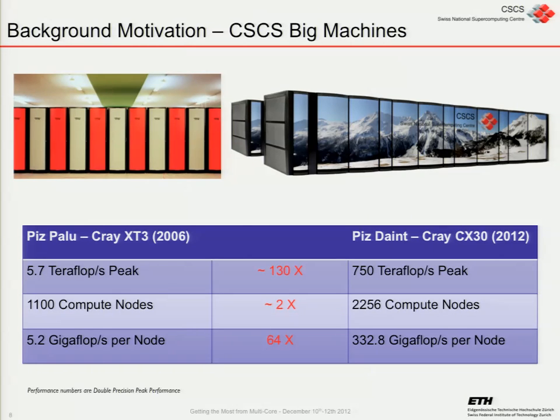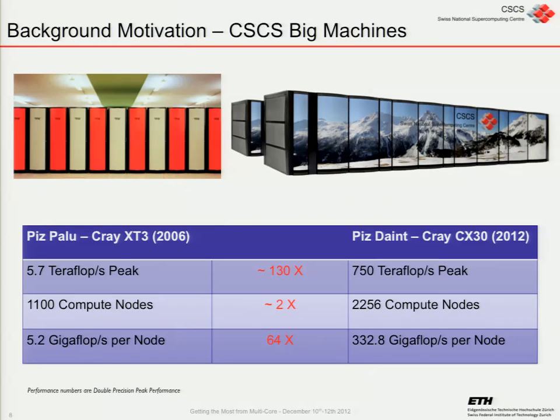What we see is that our flagship machine had a peak performance of 5.7 teraflops back in 2006. This new machine is 750 teraflops. So you can see the scale, the difference in computational power. The numbers mentioned down here are double precision peak performance numbers.